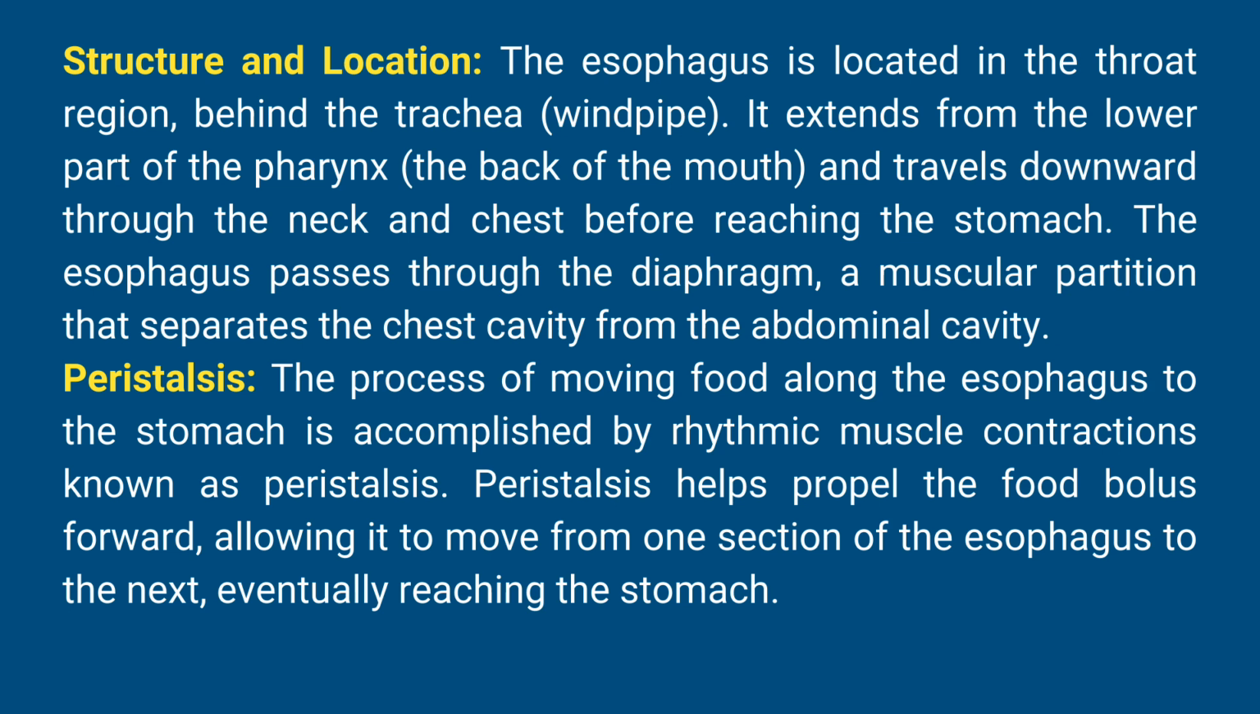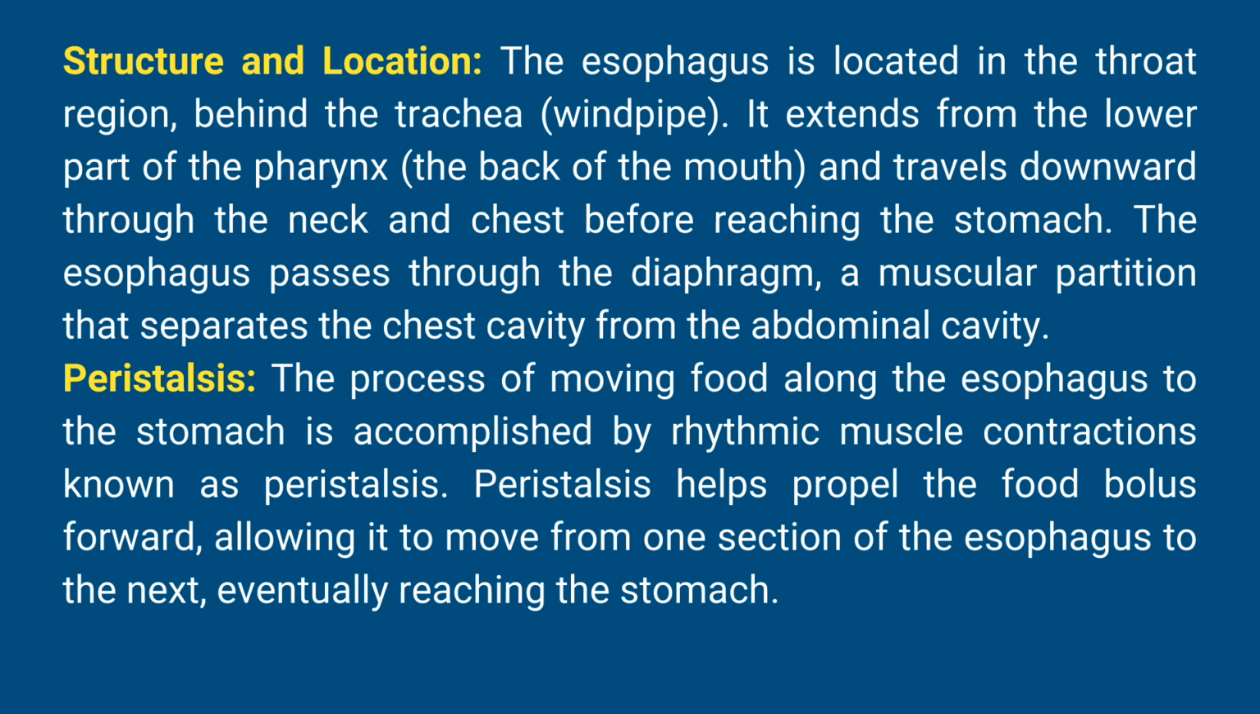Structure and location. The esophagus is located in the throat region, behind the trachea, windpipe. It extends from the lower part of the pharynx, the back of the mouth, and travels downward through the neck and chest before reaching the stomach. The esophagus passes through the diaphragm, a muscular partition that separates the chest cavity from the abdominal cavity.